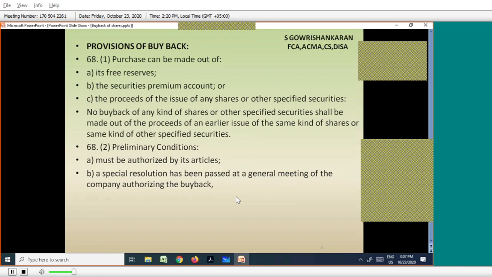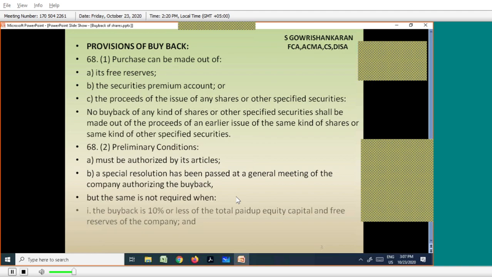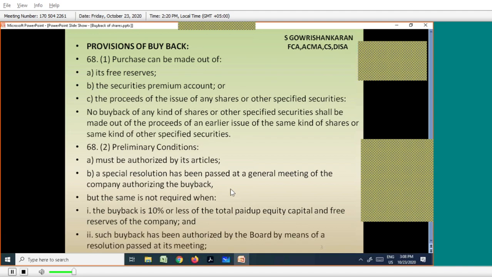When is it not required? If the buyback is 10% or less of the total paid-up capital and free reserves of the company. Got it? I am not going to buy back more than 10% of my paid-up capital and free reserves. If it is within 10%, then a special resolution at a general meeting is not required. Only the board meeting, that is, the directors' approval, is enough, but not more than 10%.